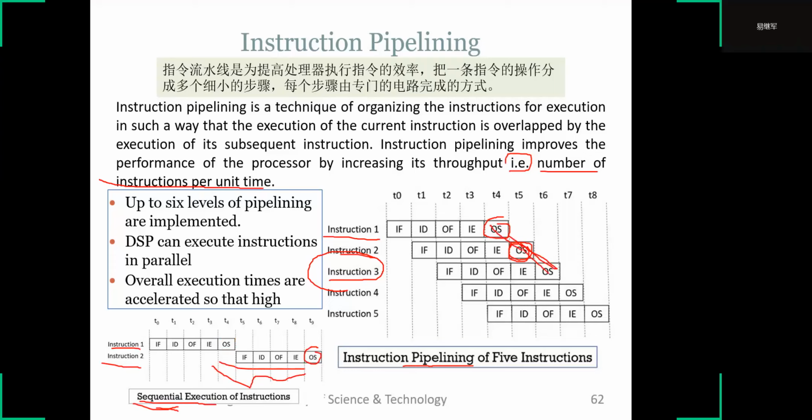This is an instruction pipeline. The DSP has up to 6 level pipeline, which means this can go to instruction 6. DSP can execute instructions in parallel. Overall execution times are accelerated so that high speed.